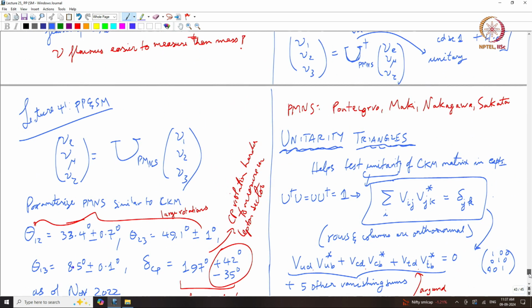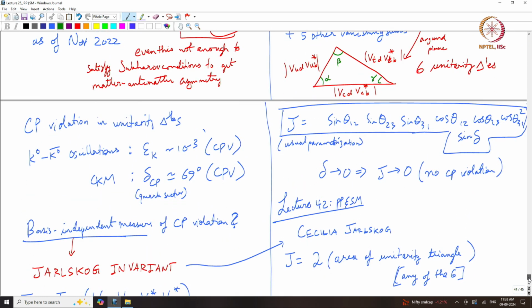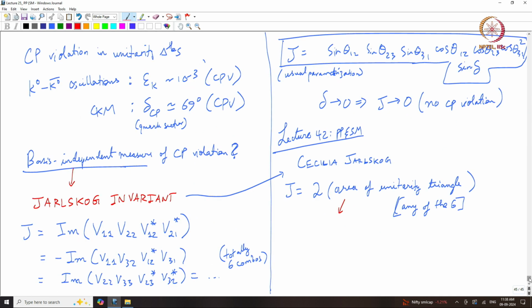Because let us go back to this unitarity triangle. Okay, let us go back to this one. What is the area of this triangle? Suppose I call this alpha, this is beta, and this is gamma, right? Can you tell me what the area of the triangle is now using your high school trigonometry, right? So, for that triangle, would you agree that the area is V_ud, V_ub star, V_td, V_tb star, and then what?